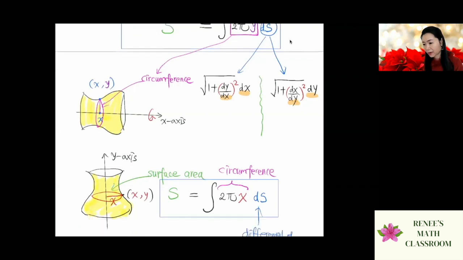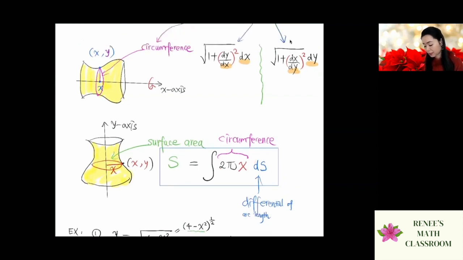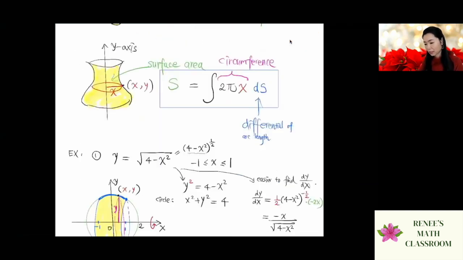Now over here, if this arc is revolved about the y-axis, you also get a surface of revolution. And this time, when you take a point on this arc and rotate about the y-axis, the circumference of this circle is going to be 2 pi x. X here is the radius of this circle. And then for the ds here, the differential arc length, you can use either this one or this one to represent it. It depends on the equation.